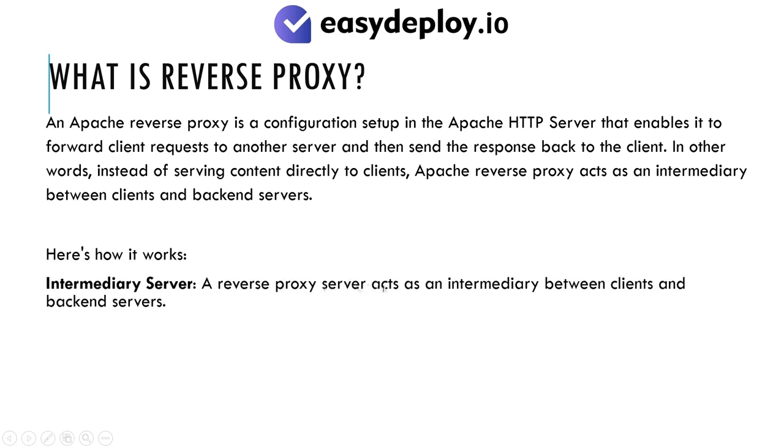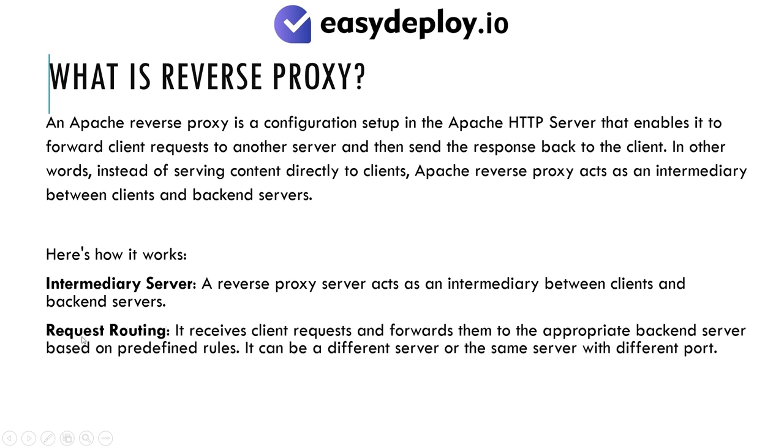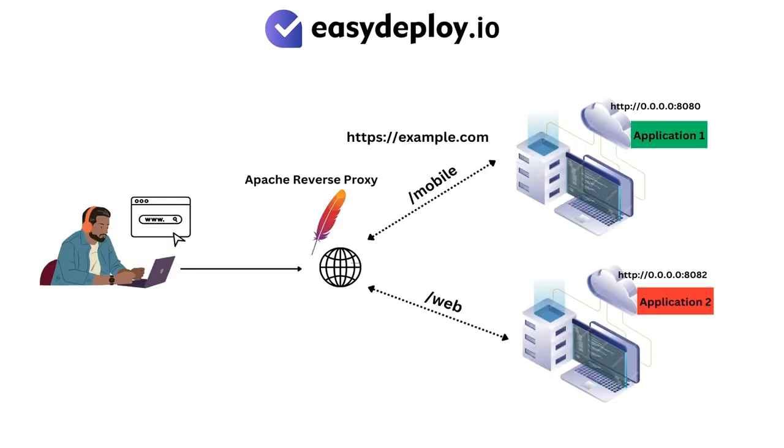Intermediary server. A reverse proxy server acts as an intermediary between client and backend servers. Request routing. It receives client requests and forwards them to the appropriate backend server based on predefined rules. The backend server can be a different server or the same server with different ports. We will write a configuration file to define the routes.